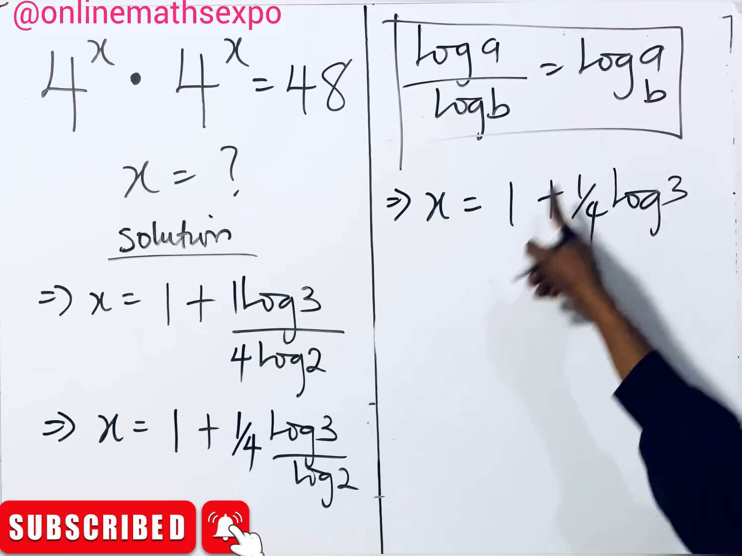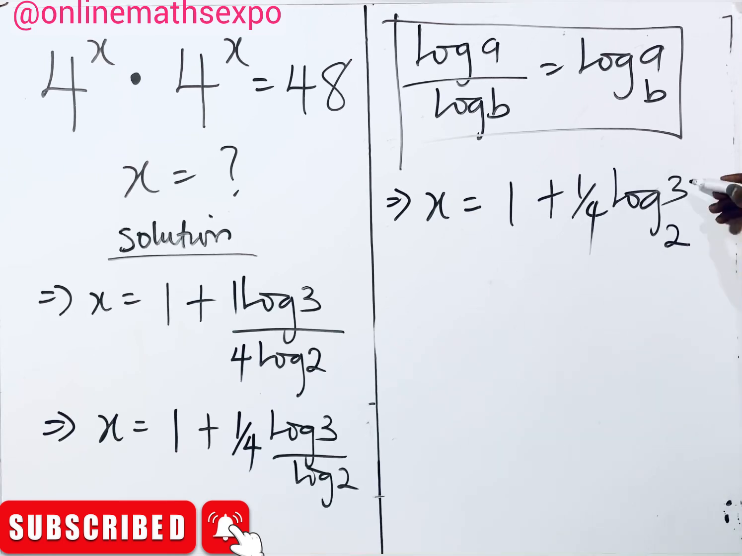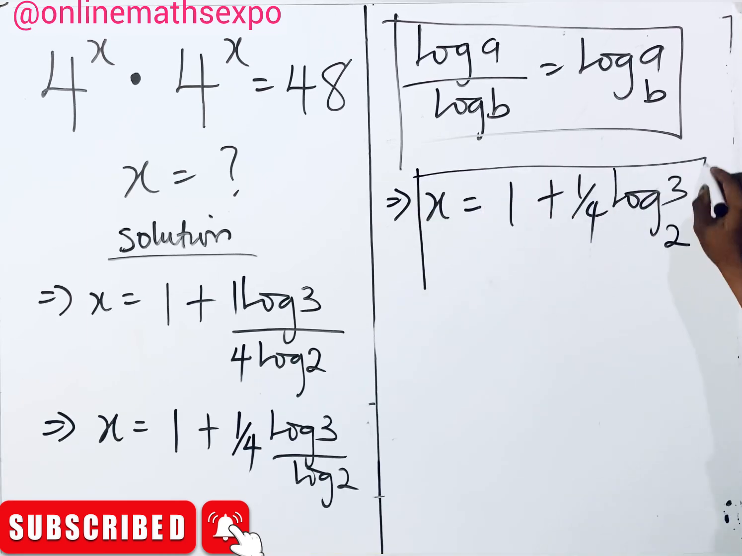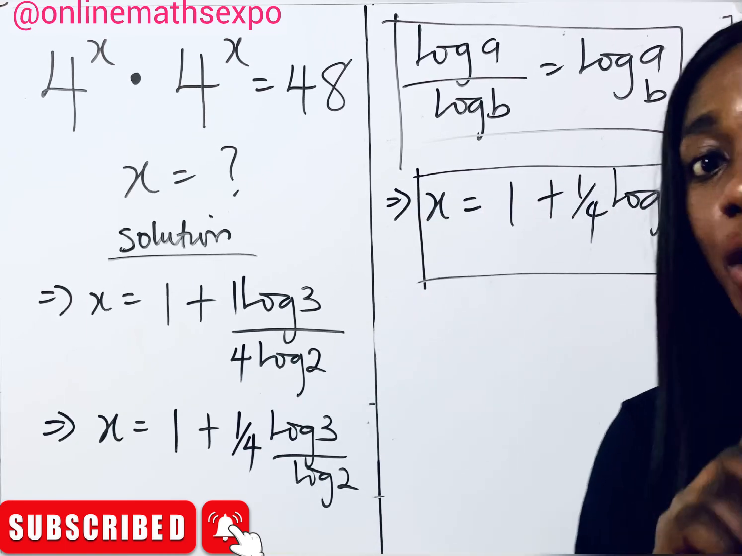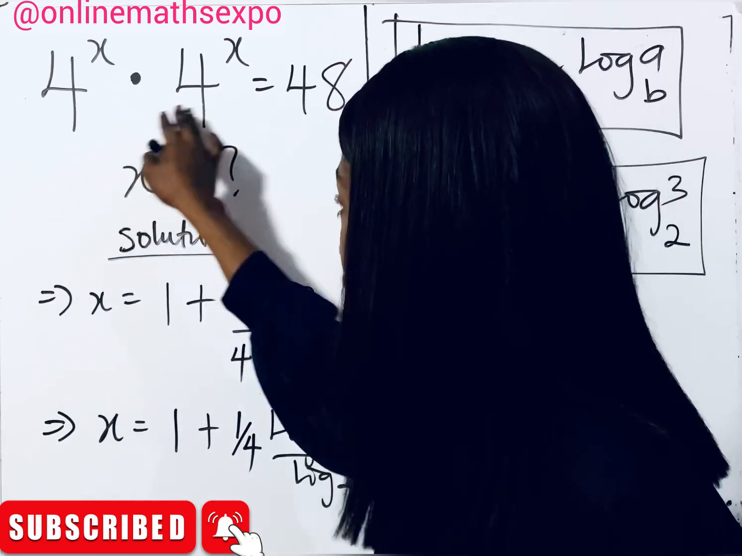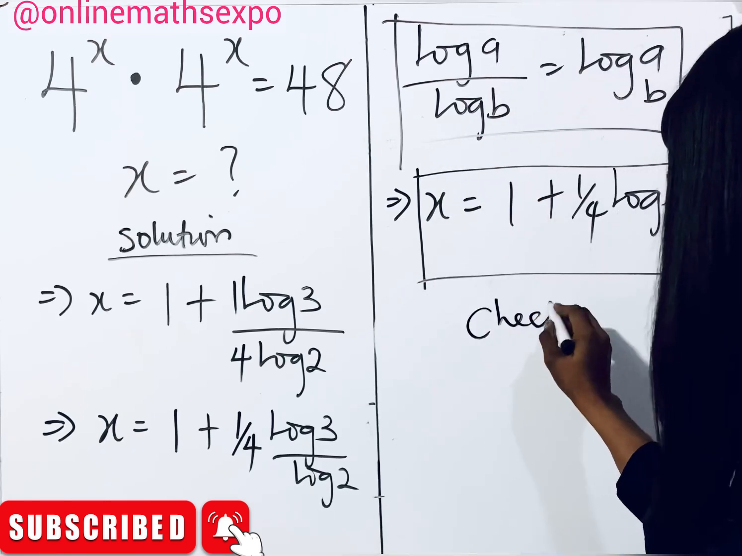Okay, then this becomes the base, so we have base 2. Now when you look at this, you observe that this number is already in the lowest form, nothing can divide it, so this becomes the true value of x. Now we're going to check to know if we put this value of x at the left side, will it be equal to 48? To do that, let's check.